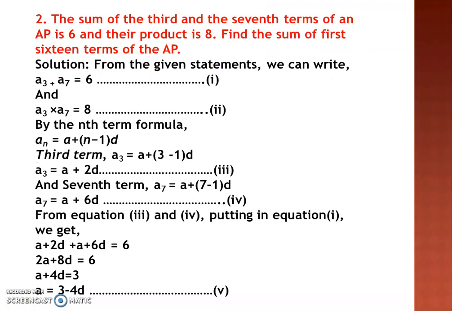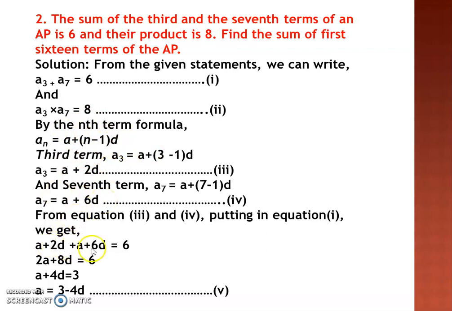The sum of the third and the seventh terms of an AP is 6. That means A3 plus A7 is 6. And their product is 8. That means A3 into A7 is 8. So these are the two equations which you will be using. By the nth term formula, A3 is A plus 2D and A7 is A plus 6D.